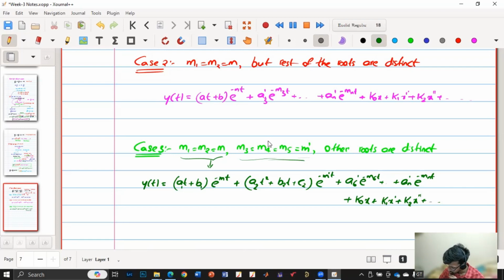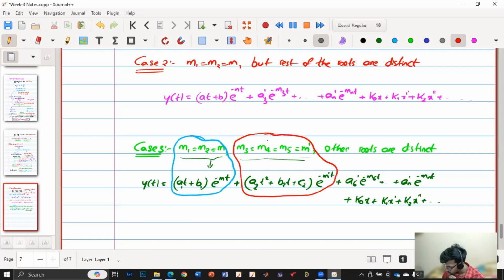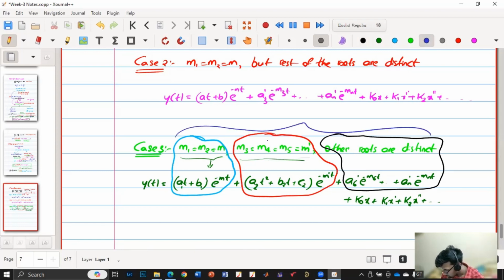Just to be clear, this part is responsible for this part, and this part is responsible for this part, and the other roots are distinct. So the other parts are responsible for this. These are all the natural response again. Whatever exponential terms are there, they are because of the natural response. And the remaining part, this part, is due to the forced response.